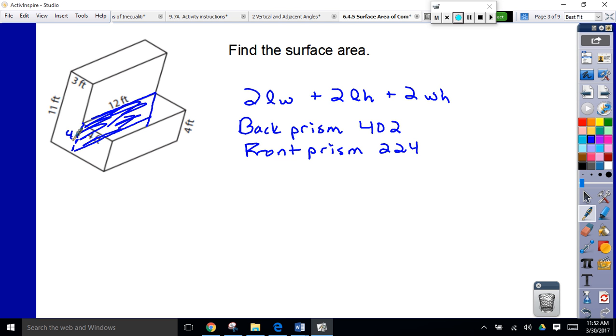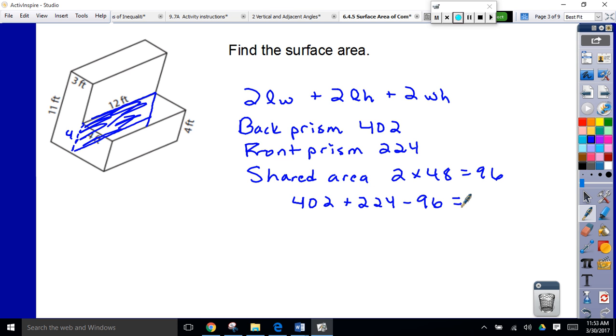So what's the area of that plane? David? 48. Now there's 2 of them. We have to take away that area from the first shape, and we have to take away that area from the second shape. So the shared area is 2 times 48, which is 96. So if we do it this way, we add together the 402 plus the 224, and we subtract the 96, and that's how we come up with 530.